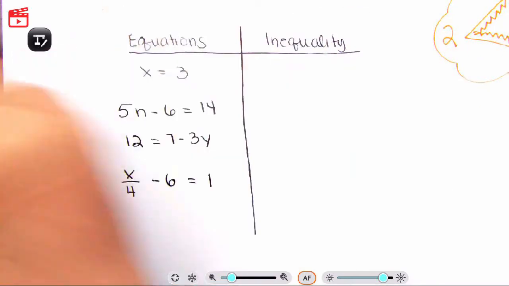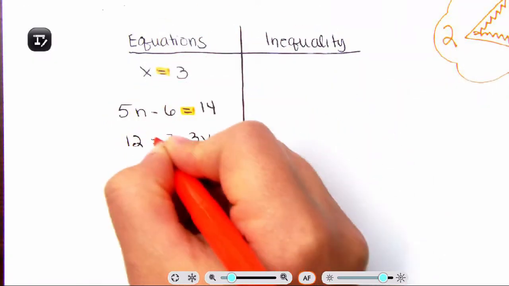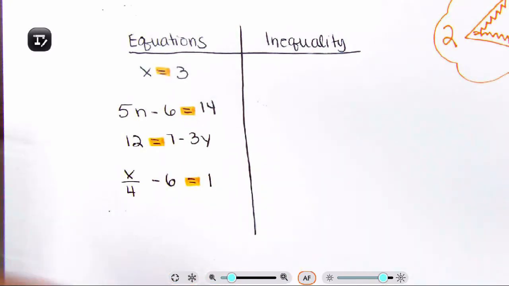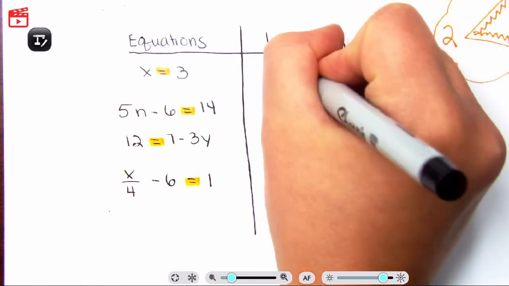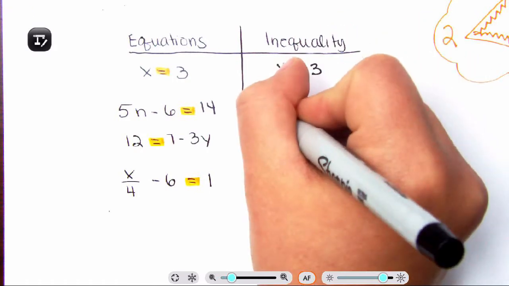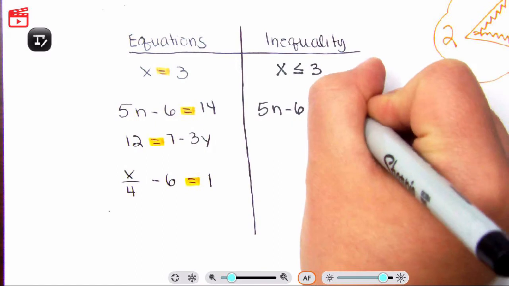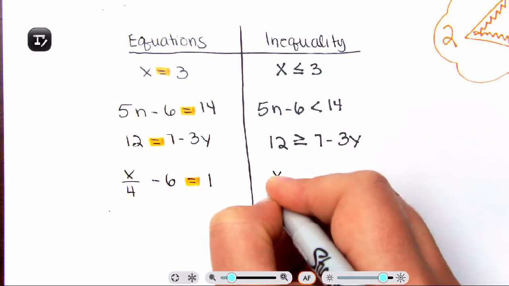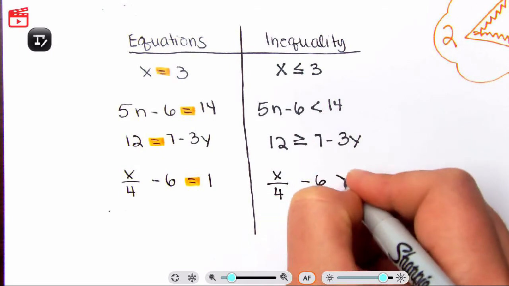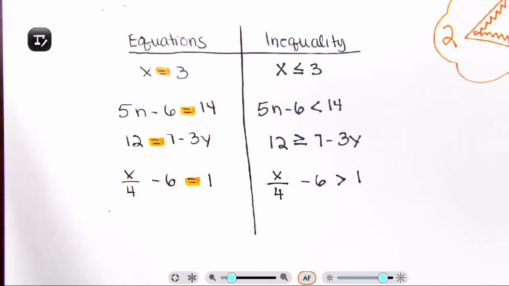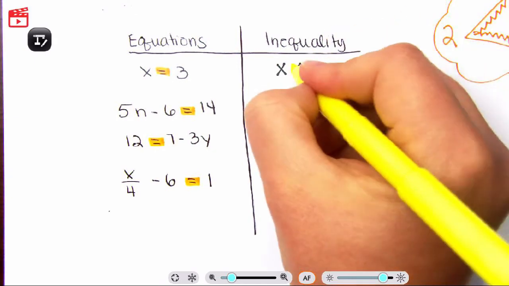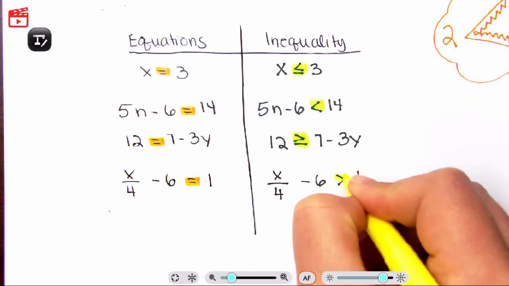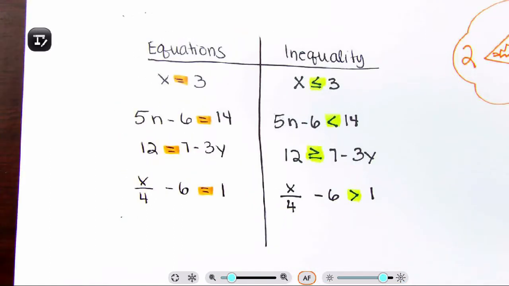So these are all equations. Notice we have an equal sign. Equation, equal, equation, equal. Now for the inequality, you can have something like x is less than or equal to 3. You can have something that says 5n minus 6 is less than 14. You can have something like 12 greater than or equal to 7 minus 3y. And you can have something like x divided by 4 minus 6 is greater than 1. So inequalities are not equal, right? It could be equal, but there is no equal sign. You have something that is greater than or less than. Some of them do have the or equals, that is the second bar on the bottom, but there is no actual equal sign. So notice the difference of how this looks.